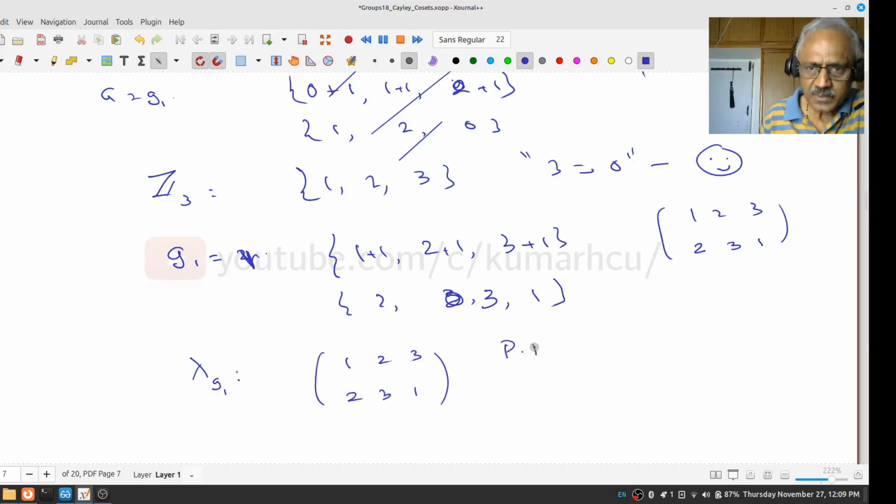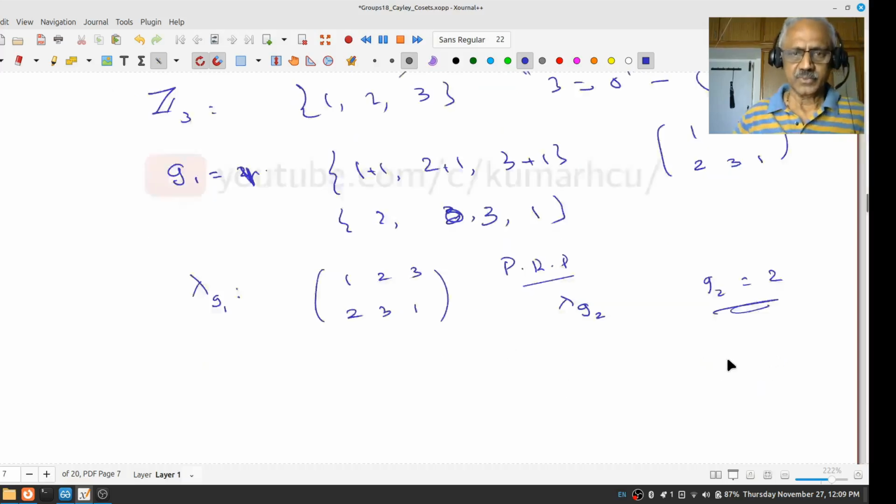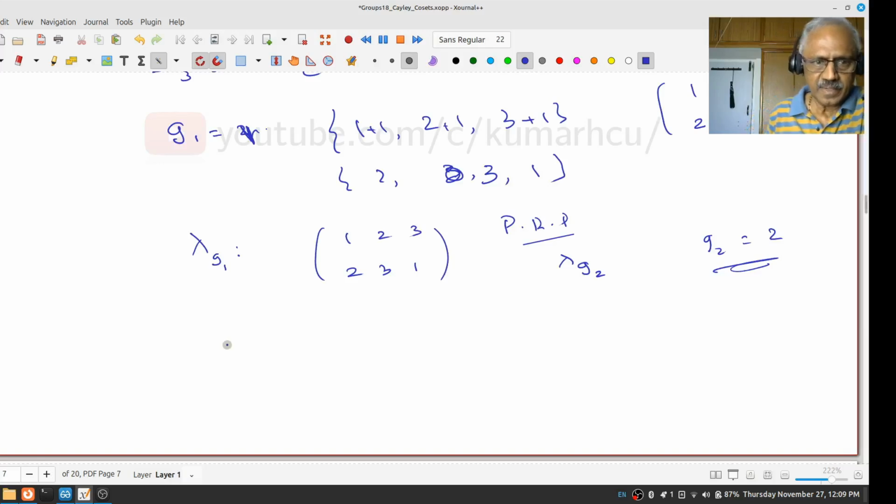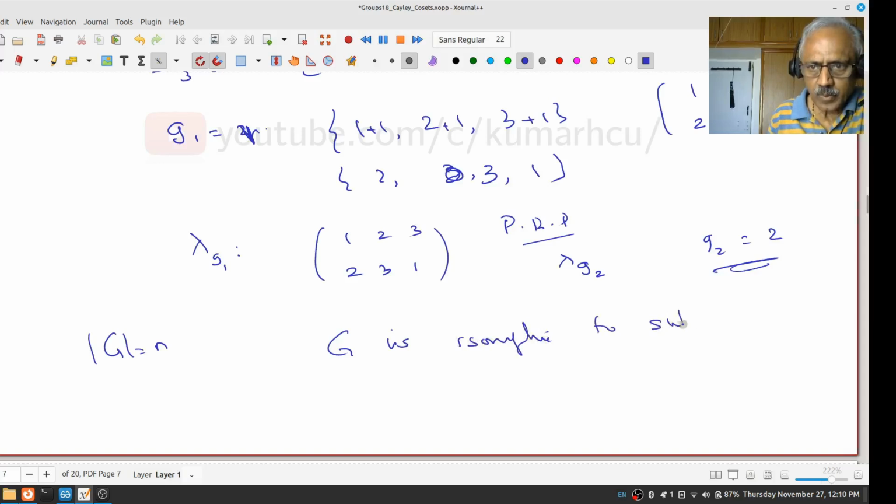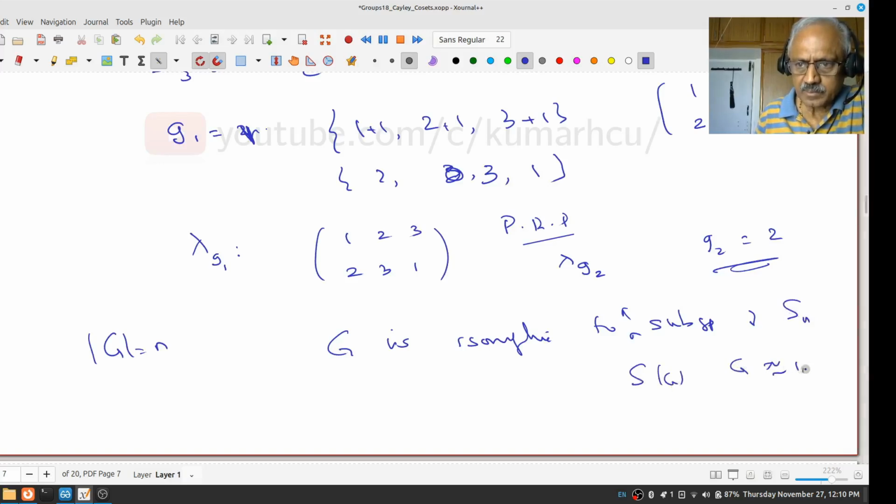Okay, pause, review, proceed. Try to find out what is lambda g2, where g2 is my 2, so that you will understand. Therefore, when G has order n, what this says is G is isomorphic to a subgroup of Sn, because when I identify G with 1 to n, just a bijection, my gi goes to i. Then you can find out it is a subgroup of bijections. That's the example which I worked out. Please understand.